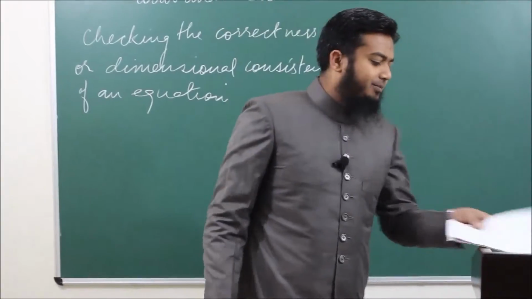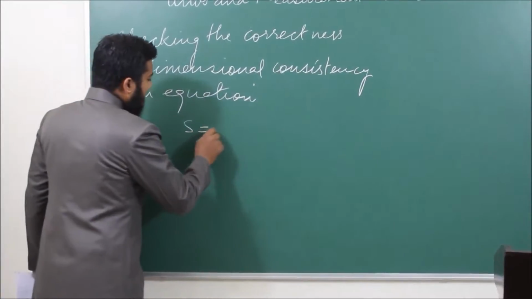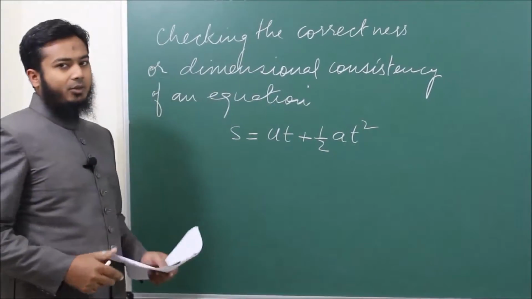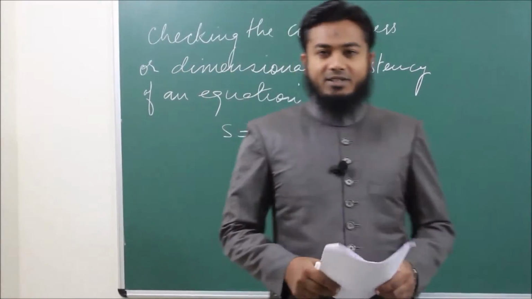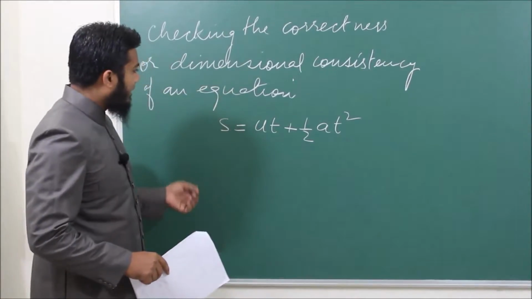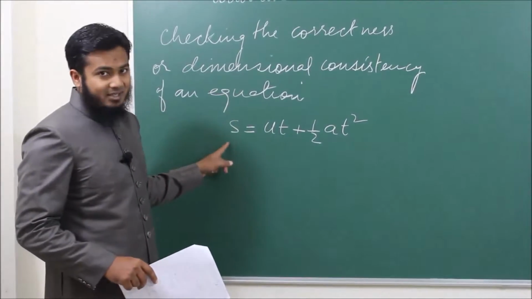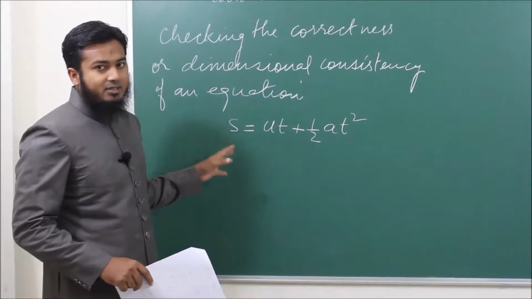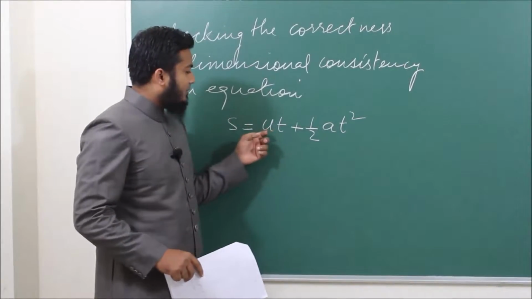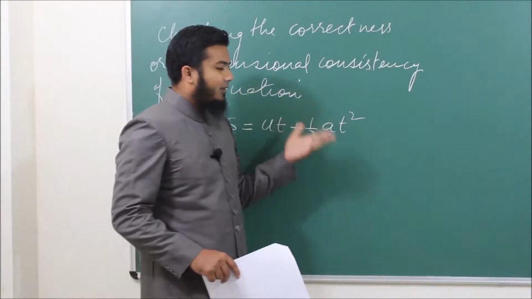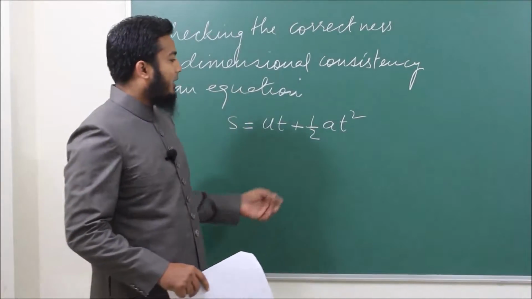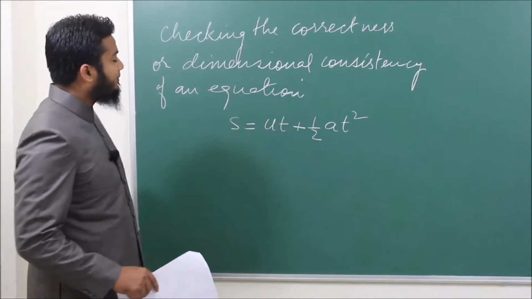So we are given an equation, say S is equal to ut plus half at square. This is an equation and we have to check whether it is dimensionally consistent or not. You must have studied this equation. Let's revise what it says. S is distance, so in our dimensional analysis, distance is length. U is speed, and last time we discussed the dimensional formula for speed. T is time, half is just a number, and A is acceleration. Acceleration is defined as speed upon time, and this T is again time, which is squared.